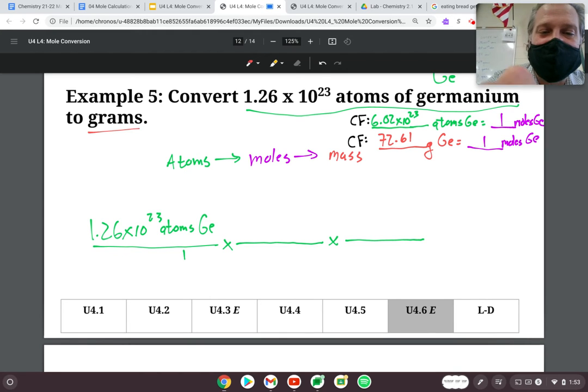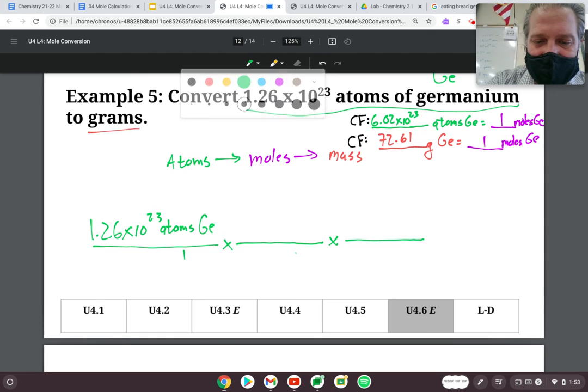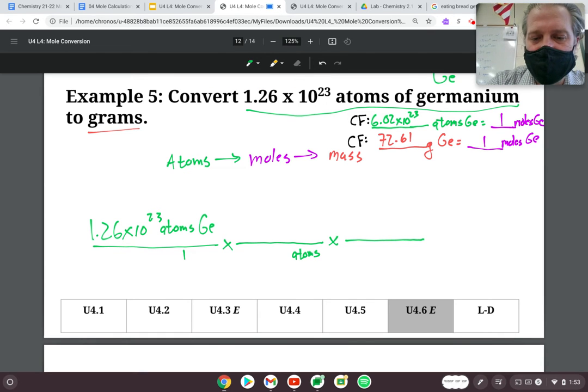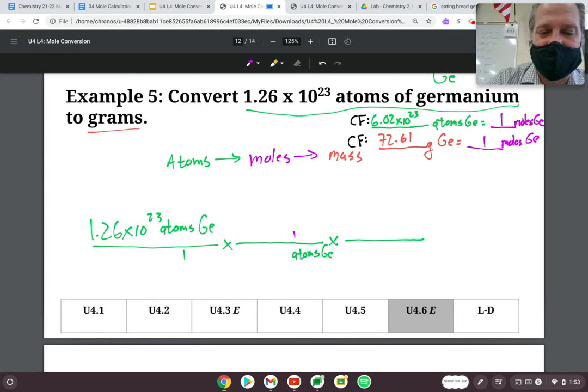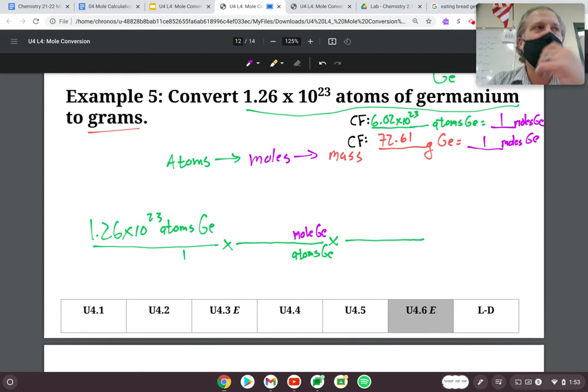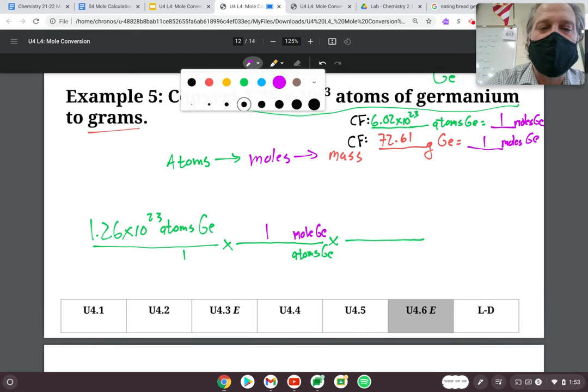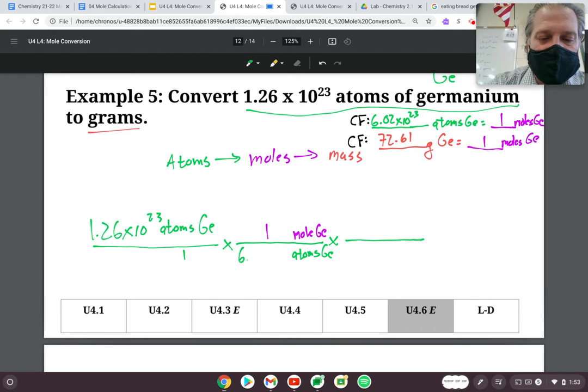So if I have atoms on top, I need to make sure that I have atoms on the bottom, and that's going to be the unit germanium. And if I'm going to go to moles, because that's what I've dictated here, I'm going to put moles of germanium on the top. And so I'm going to use the relationship that says 1 mole is equal to 6.02 times 10 to the 23rd atoms of germanium.